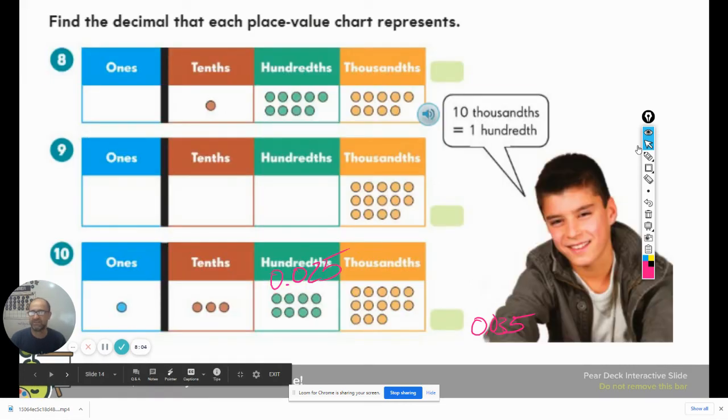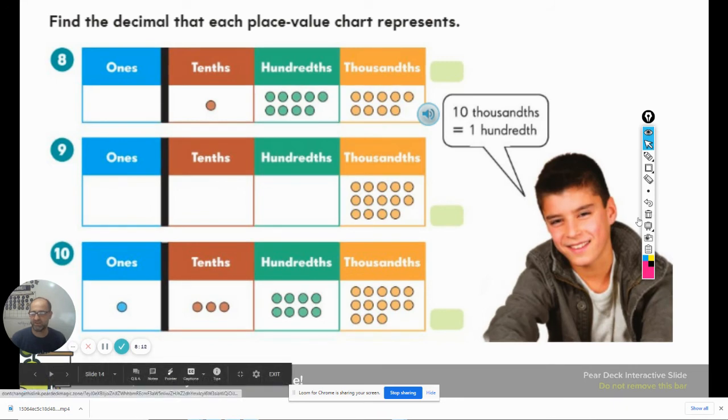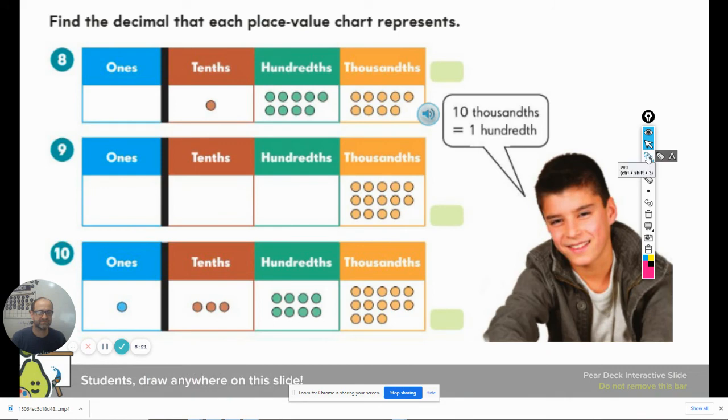Oh, hey, Mr. Cool Guy. Find the decimal that each place value chart represents. This is what numbers do each of these equal. Pause me. Just get it done. All right, you ready? All right, 0 and 1... Sometimes I do things out of order. Don't judge. 199 thousandths.